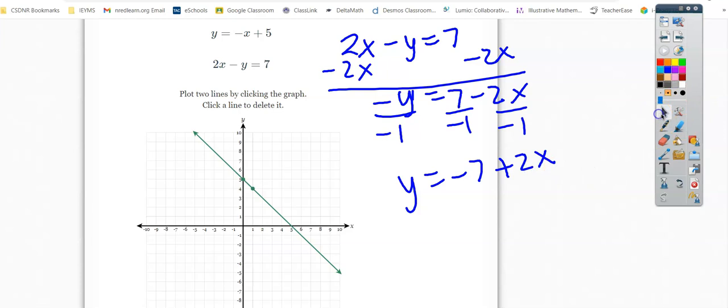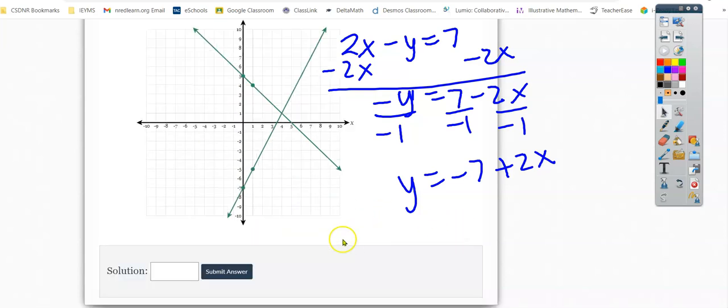And there's my sentence. So I'm going to start at -7. I'm going to go up 2 over 1. There's my point of intersection right here. And it is (4, 1).